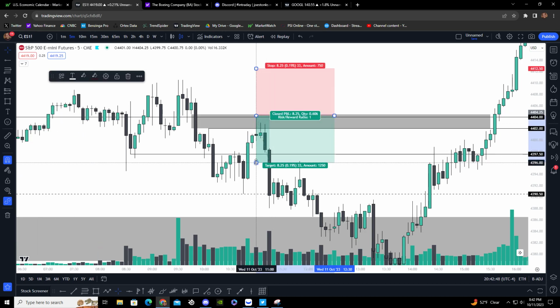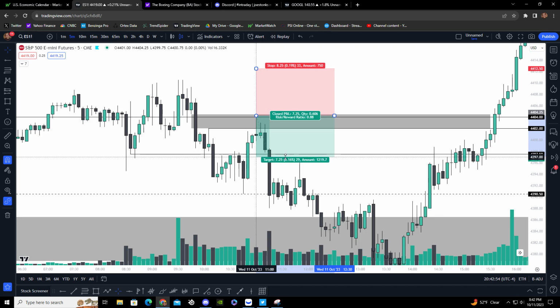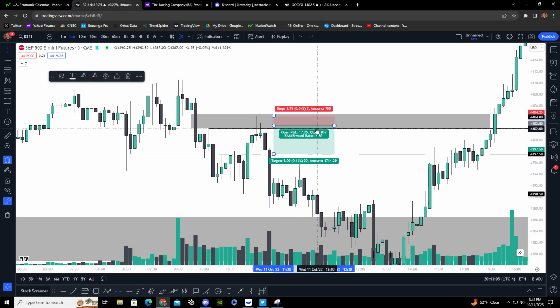Stop up here. I'm pretty sure my entry was down here. Or wait, no, here. So target probably down here. Entry around here, we'll just say in the midst of this. Stop is up here. So you're looking at almost a 3-to-1 RR, and that wasn't my full target.